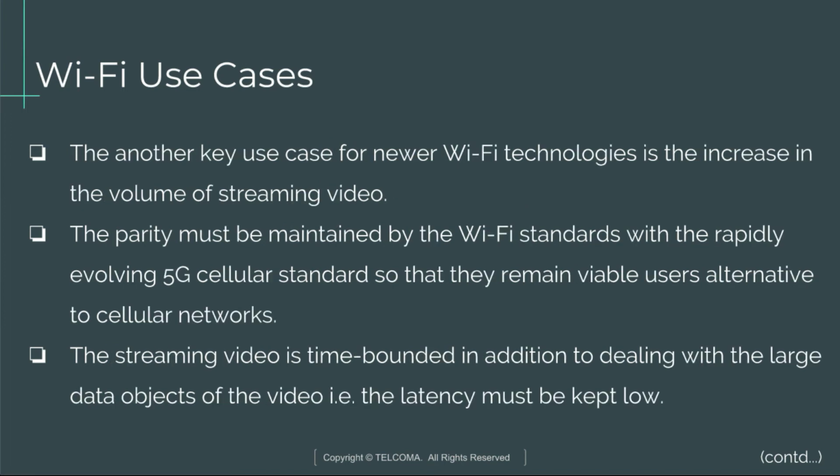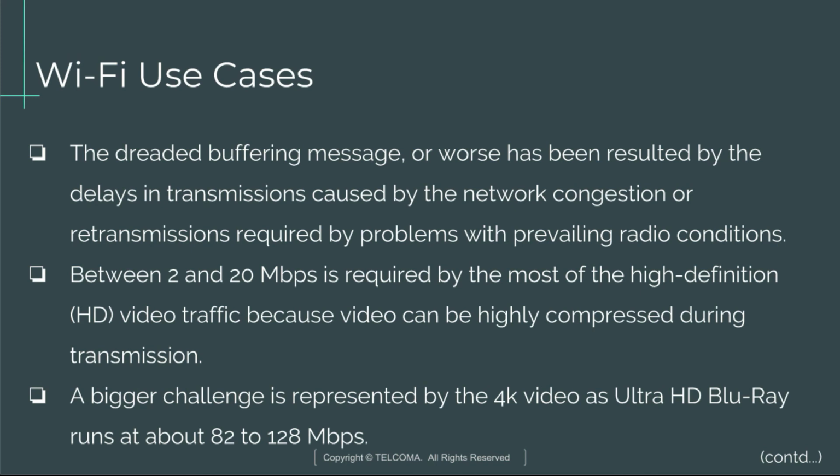Another key use case for newer Wi-Fi technologies is the increase in the volume of streaming video. Parity must be maintained by the Wi-Fi standards with the rapidly evolving 5G cellular standards so that they remain viable alternatives to cellular networks. Streaming video is time bounded, in addition to dealing with the large data objects of the video, that is, the latency must be kept low. The dreaded buffering message, or worse, results from delays in transmissions caused by network congestion or retransmissions required by problems with prevailing radio conditions.